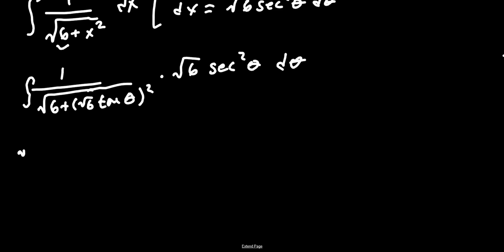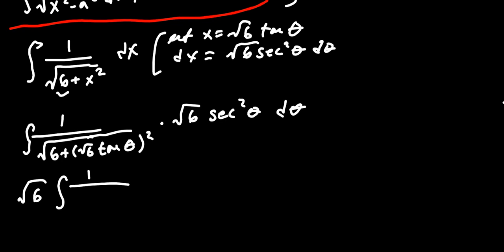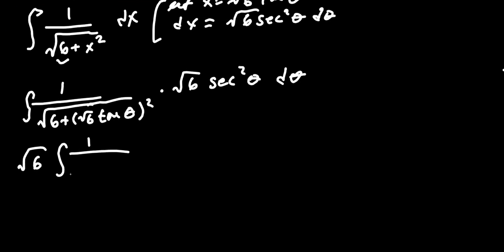So we'll have the square root of 6 times the integral of 1 over the square root of 6 plus 6 tangent squared theta. So this is going to be 6 times 1 plus tan squared theta, all under square root, d theta. And actually, can't forget our secant squared theta.